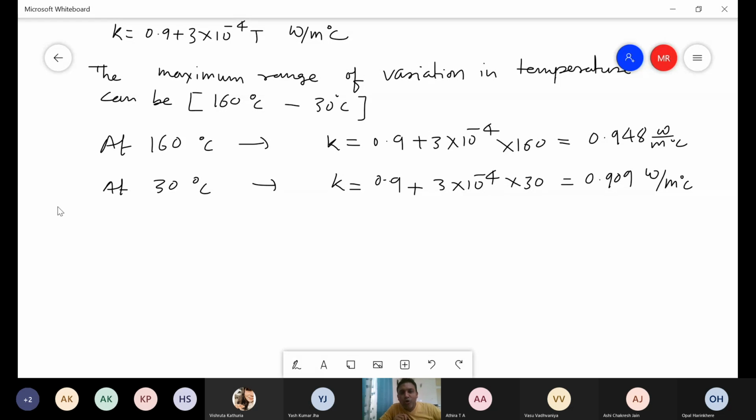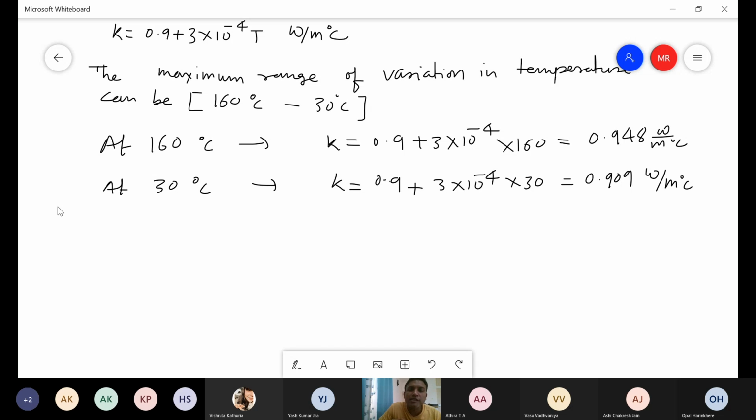We can conclude that even though we are looking at the maximum range of variation of the temperature, the K value is not varying too much, isn't it? The value of K at 160 degrees Celsius is 0.948, whereas the value of K at 30 degrees Celsius is 0.901. So that is kind of 0.91, isn't it? So it's not varying too much. So even if we assume a constant value of K in this case, it is not going to affect my answer significantly, because there is no significant variation when we are looking at the temperature from 30 to 160 degrees Celsius, isn't it?